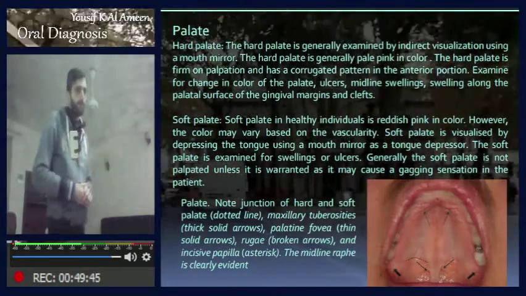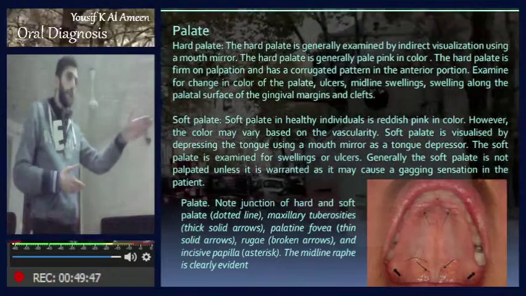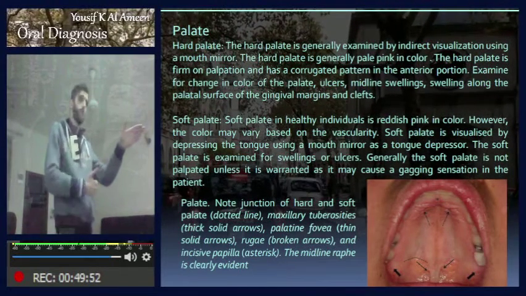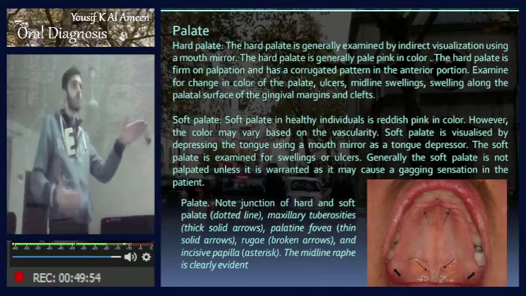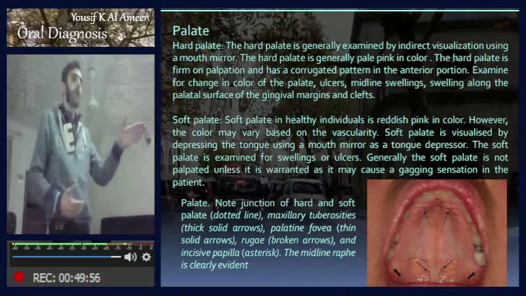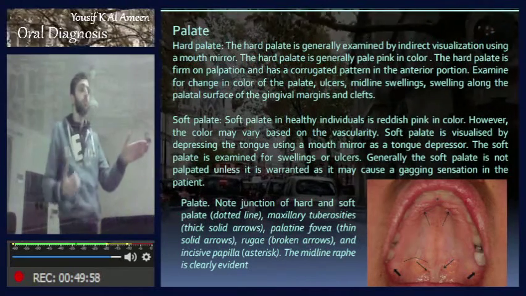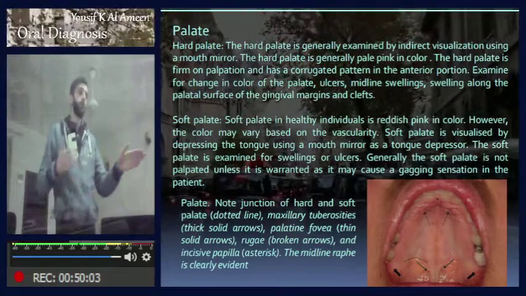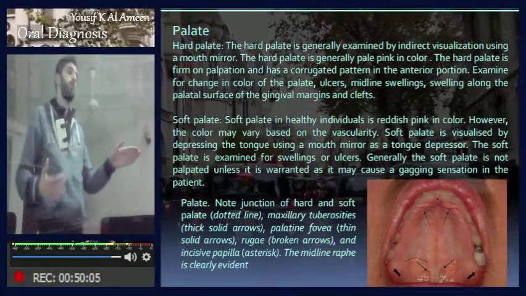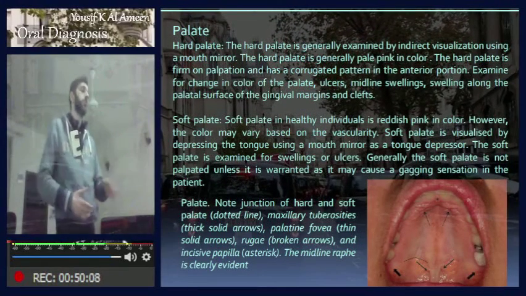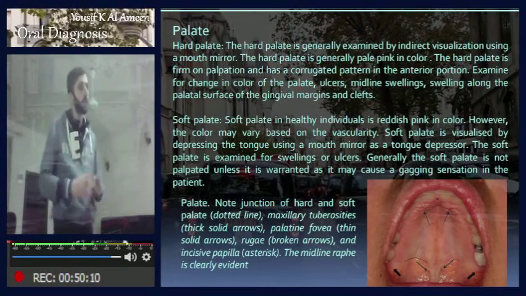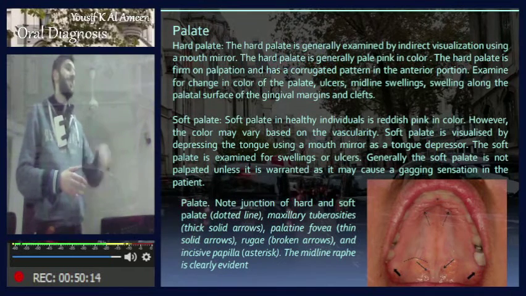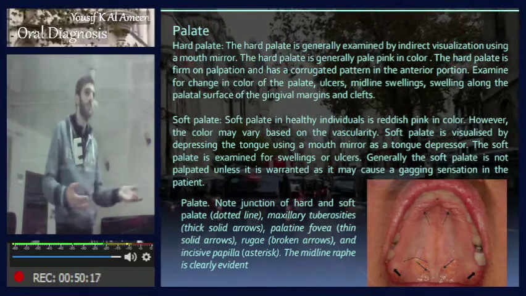Soft palate. The soft palate in healthy individuals is reddish pink in color. However, the color may vary based on the vascularity. The soft palate is visualized by depressing the tongue using a mouth mirror as a tongue depressor. The soft palate is examined for swellings or ulcers. Generally, the soft palate is not palpated unless it's warranted, as it may cause a gagging sensation in the patient.